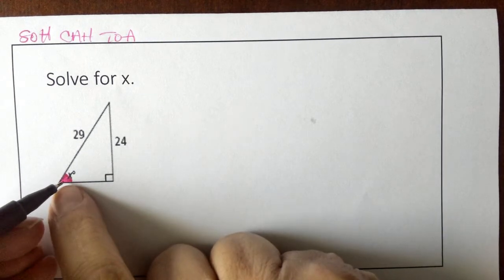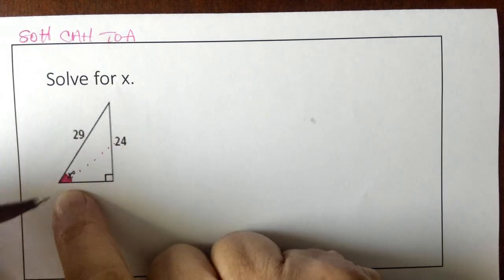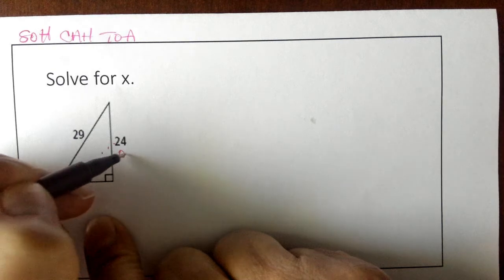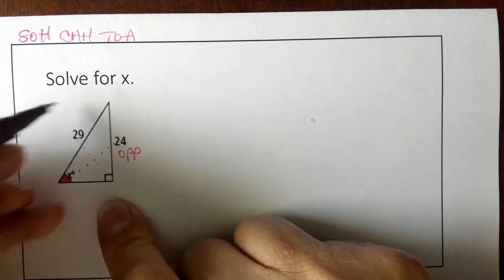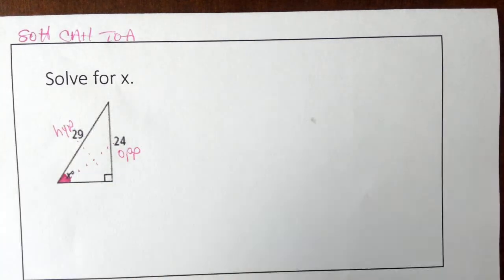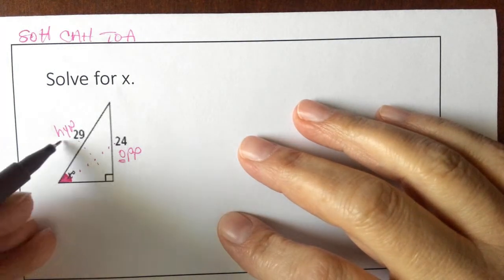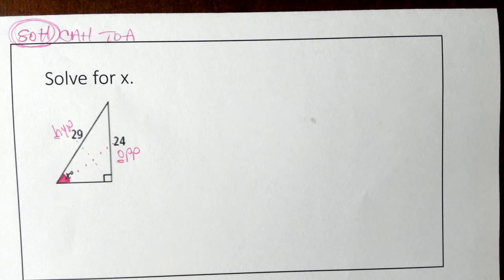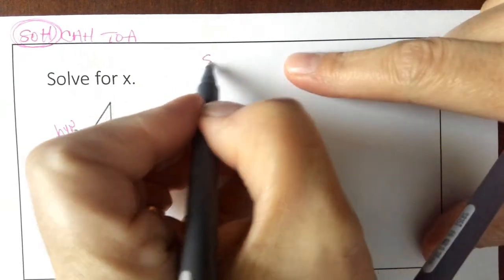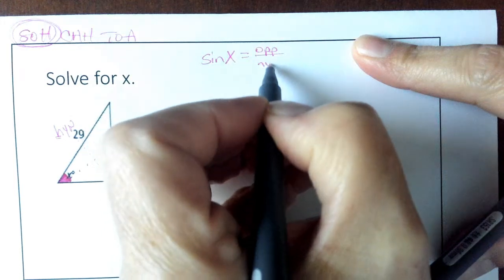Using that for reference, across the triangle from it is the side that's 24 units long. That's got to be the opposite side. 29 is opposite the right angle. That is the hypotenuse. And so I'm working with opposite and hypotenuse. O and H go with the sine function, so I'm going to use the sine function here. I have a formula for that. This says sine of an angle equals opposite over hypotenuse.